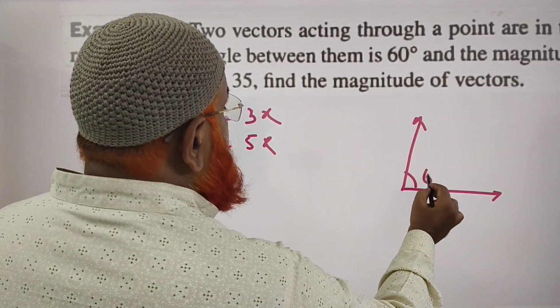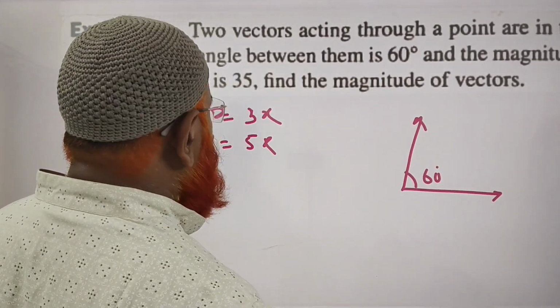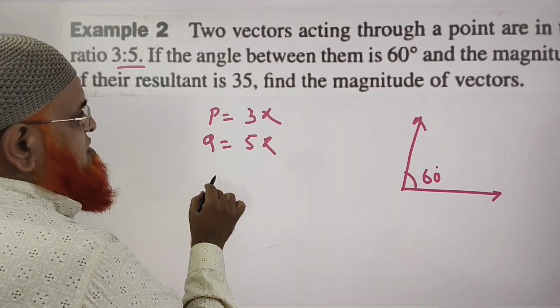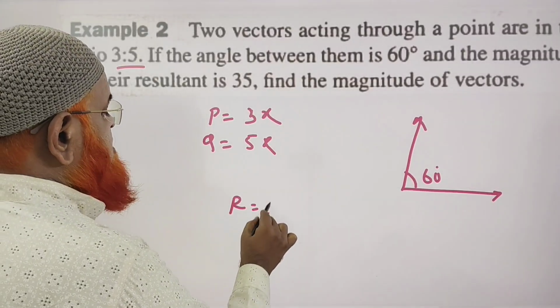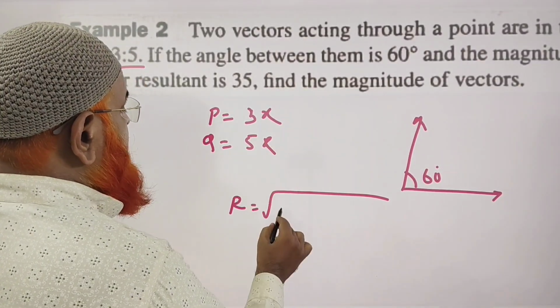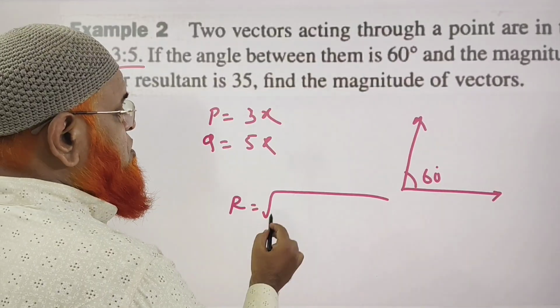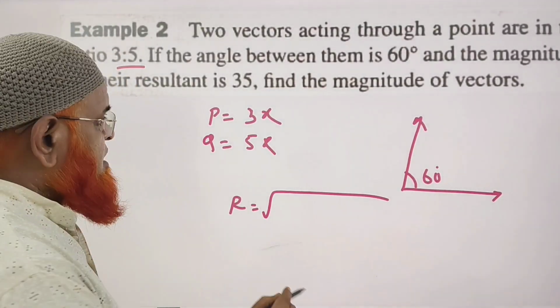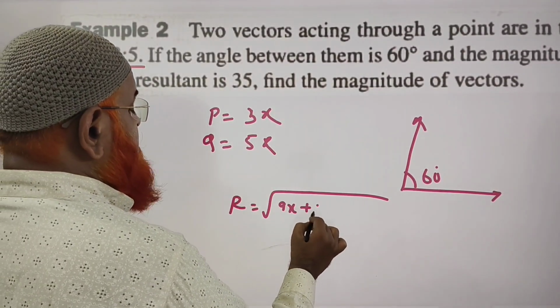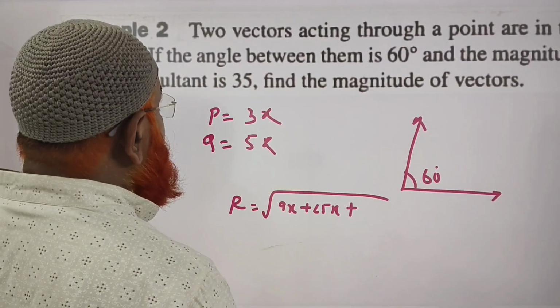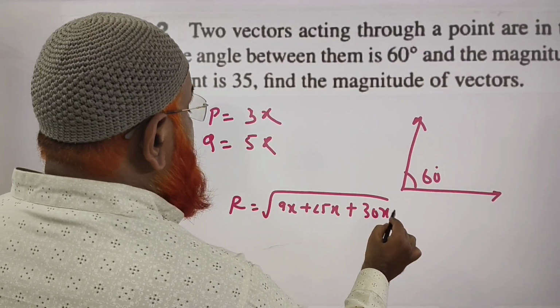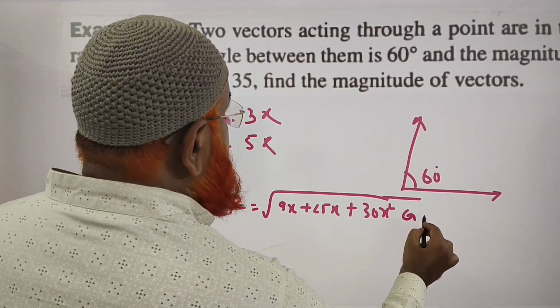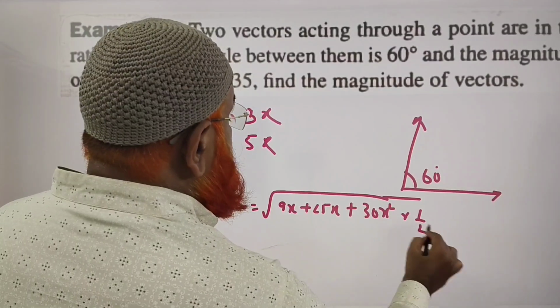And the angle between them is how much? 60 degrees. And the magnitude of the resultant is also given as 35. So r is equal to square root of p square plus q square plus 2pq cos theta. You know about this? So p square means 9x square plus 25x square plus 2 into 3 into 5, that is 30x square cos 60. Cos 60 can be written as 1 by 2.